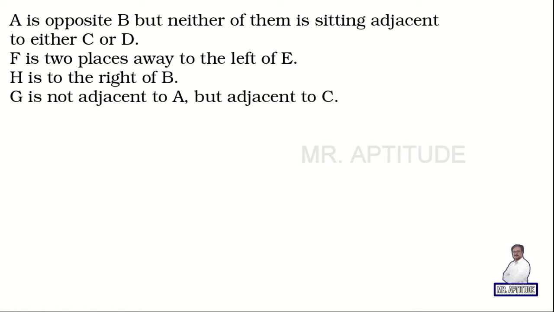Now let us look at the last condition. G is not adjacent to A. So G is not sitting next to A, but adjacent to C. It means that G is adjacent to C. So G is not adjacent to A, but G is adjacent to C. So this is the given information. Now let me explain to you how to solve this set.